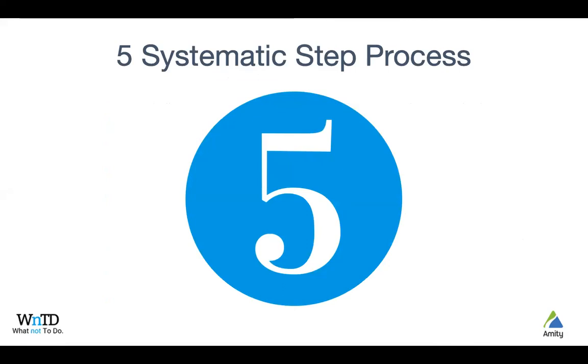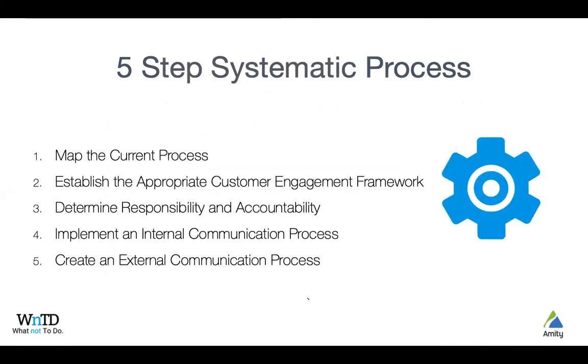So let's dive into the 5 systematic step process of the sales to CS handoff. In the 5 steps, there are strategies that you can implement over the long run, and there are tactics that you can literally put in place tomorrow. We're going to start with mapping what your current process is. Then we're going to talk about establishing an appropriate customer engagement framework. And once that's established, determining the responsibility and accountability of all of the tasks and responsibilities in your framework. Then lastly, we'll talk about the internal and external communication process.